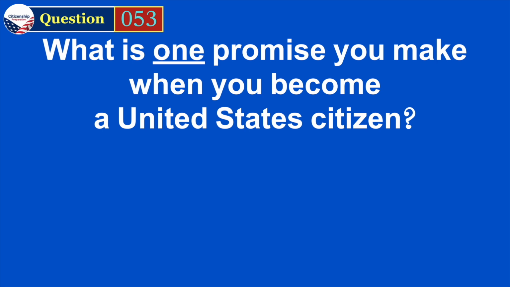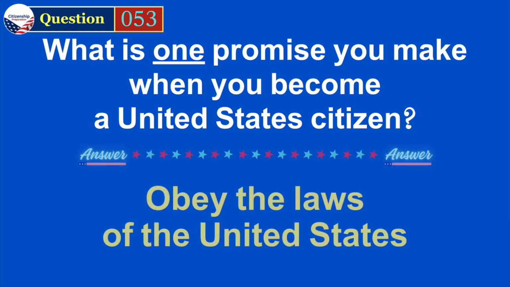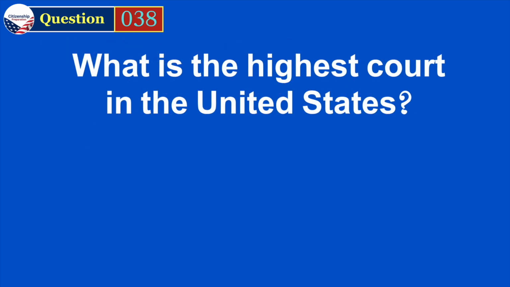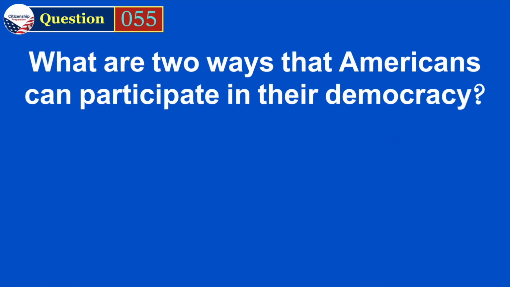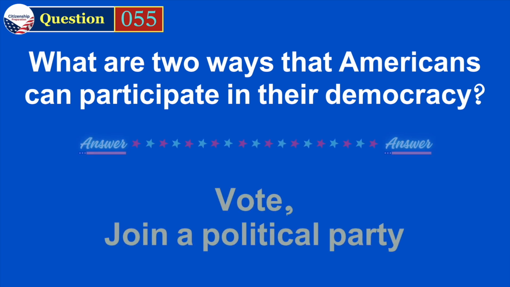What is one promise you make when you become a United States citizen? Obey the laws of the United States. What is the highest court in the United States? The Supreme Court. What are 2 ways that Americans can participate in their democracy? Vote. Join a political party.